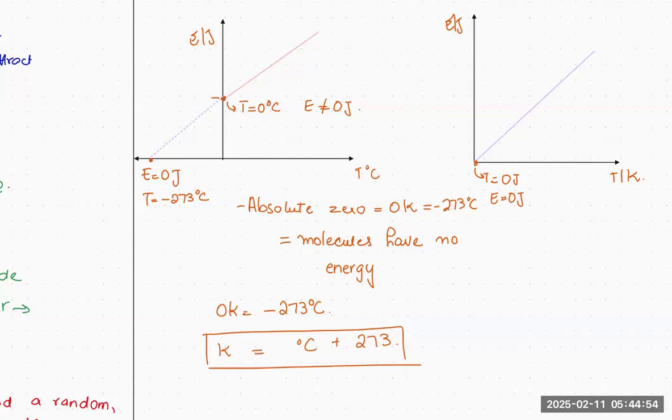Can you just explain the part of absolute zero? Absolute zero is the point at which the molecules will have no kinetic energy, or almost. I mean, the kinetic energy is so low at that point that at least you and I cannot measure it anymore.